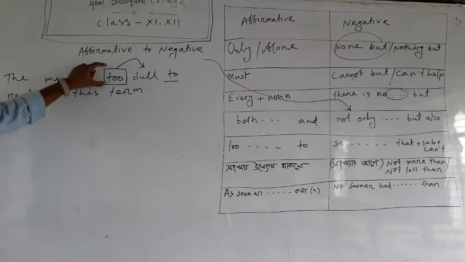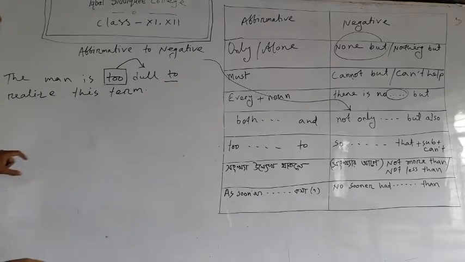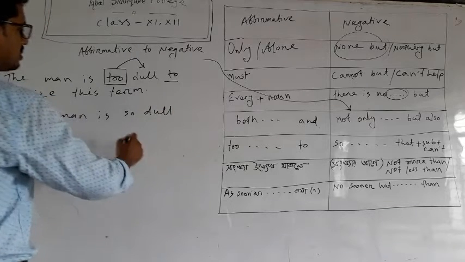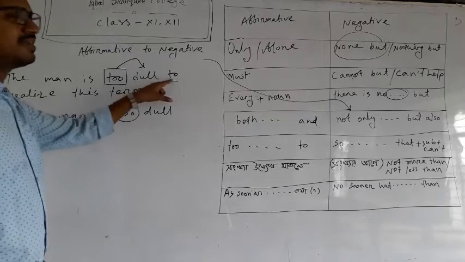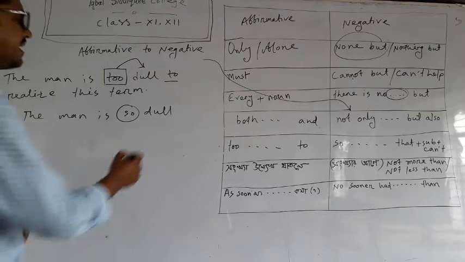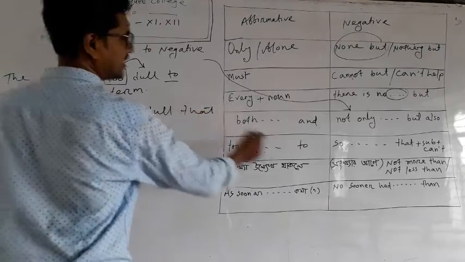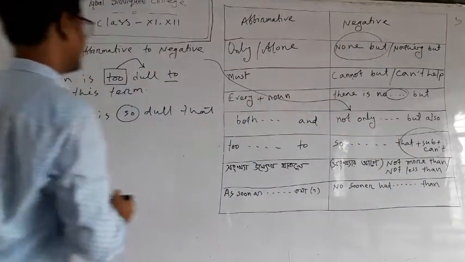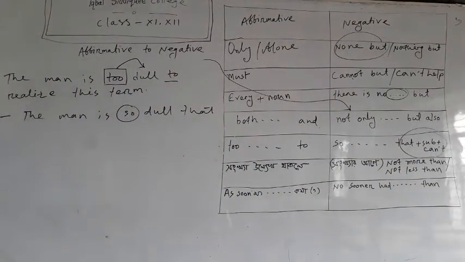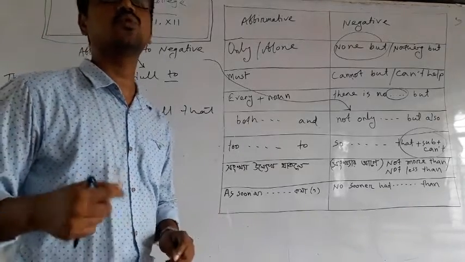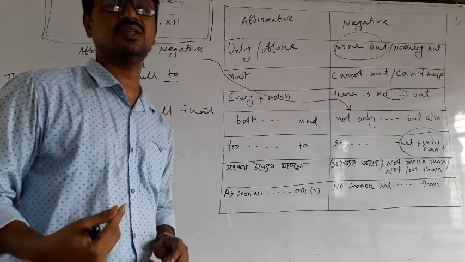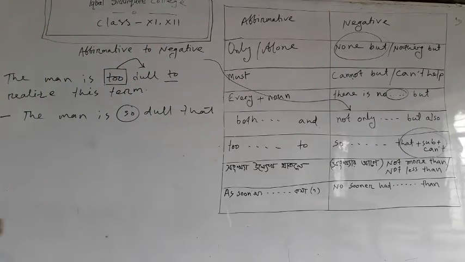So with this intensifier "too" we will exchange. So let's make it negative. So look at this "too". So, and this infinitive "to" will turn into "that" plus subject. What is the subject? The man. Will you use "man" again? No, you don't, because we use a pronoun in lieu of a noun. So the man's pronoun will be "he".